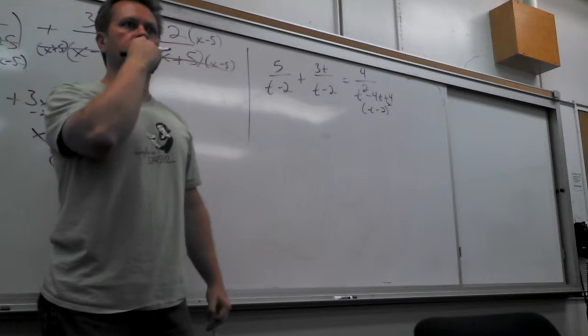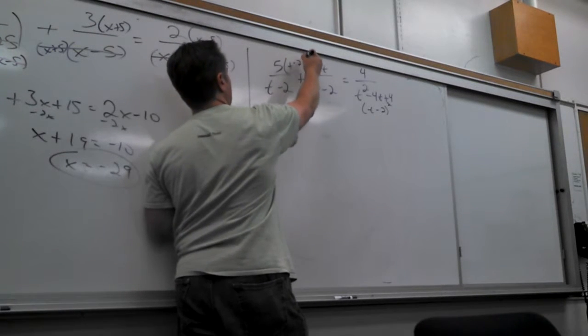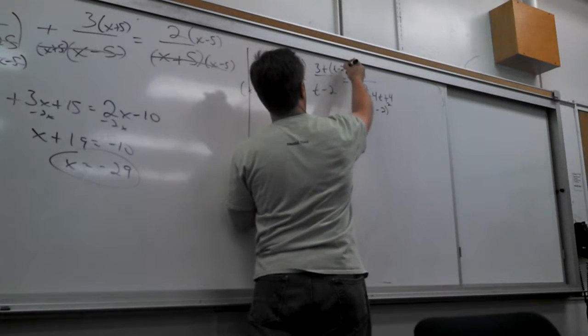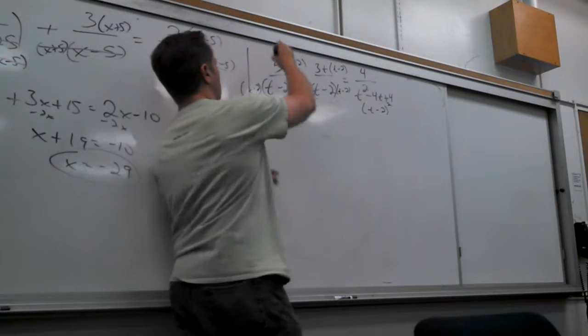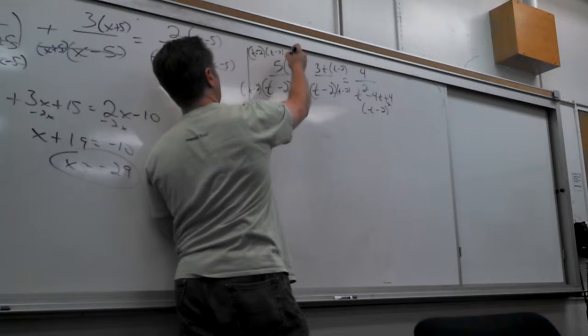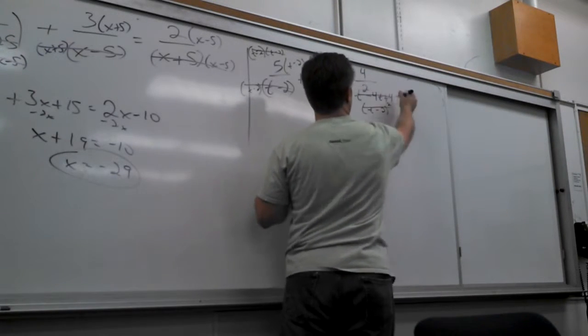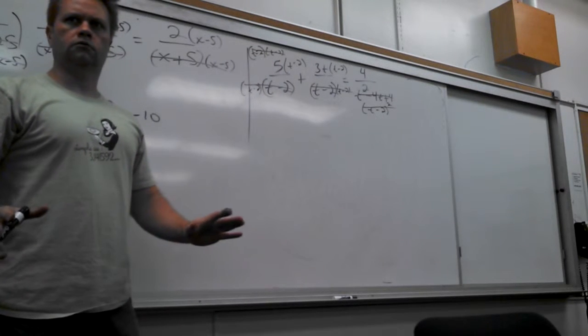So that's your LCD. Nice. You need a little more. So then he needs t minus two. Or she, I can't see. And then multiply by t minus two everywhere. So it cancels there, and there, and there. Alright, is that cool?